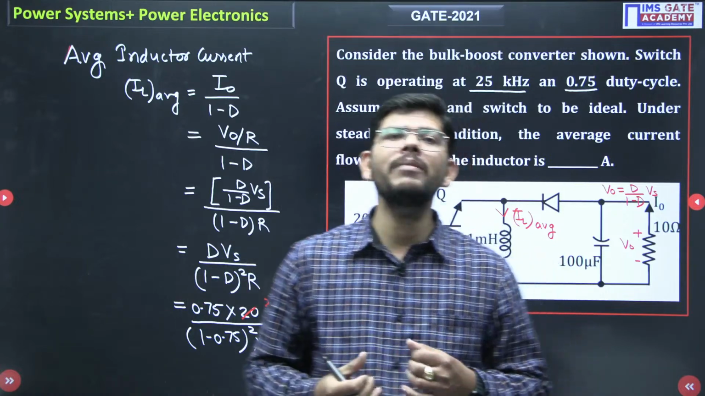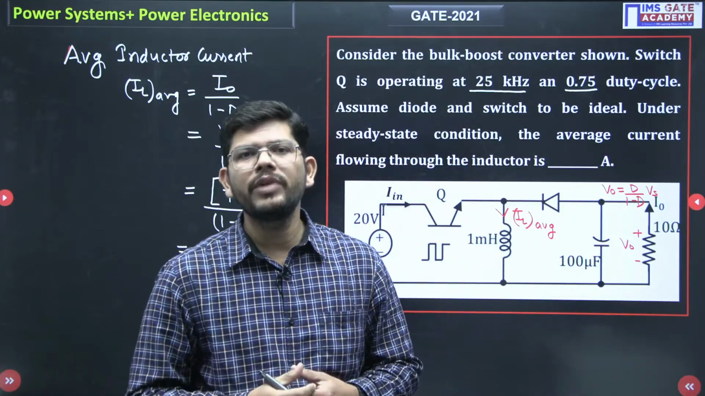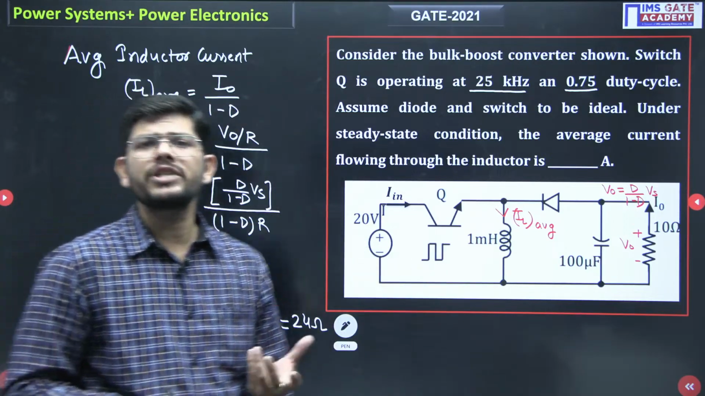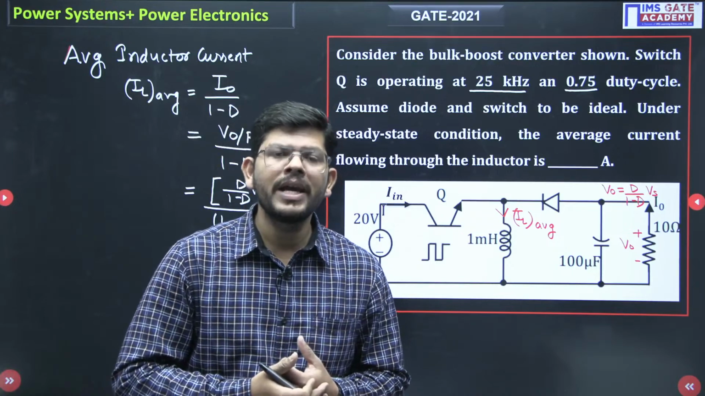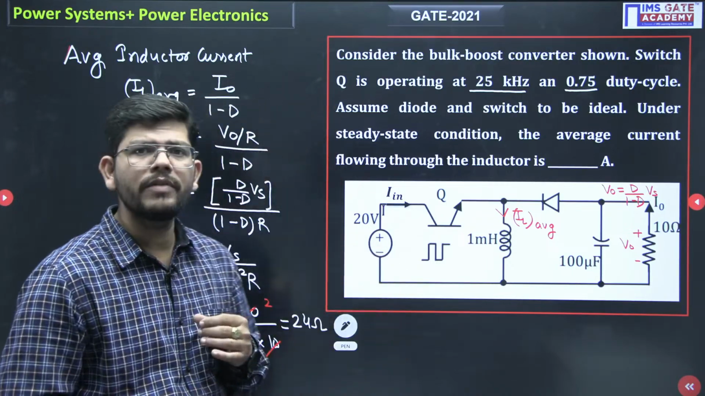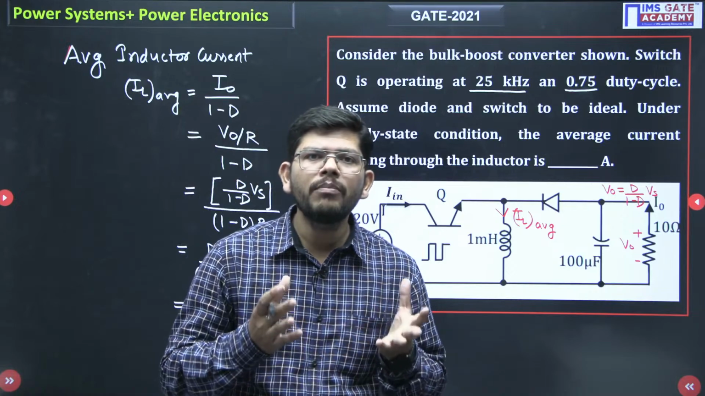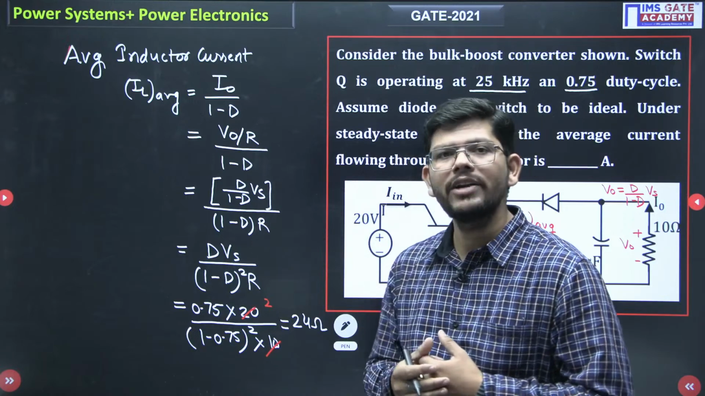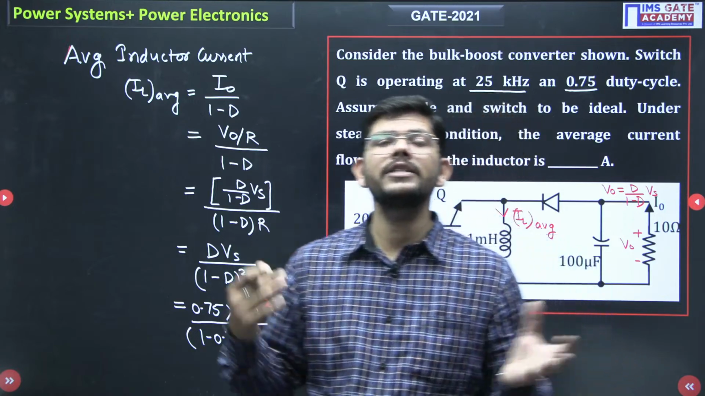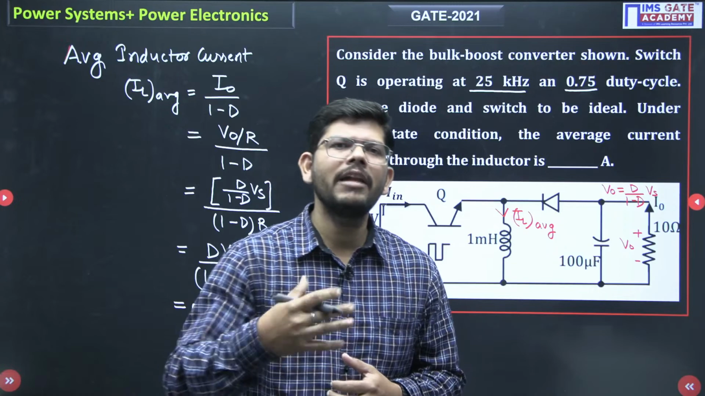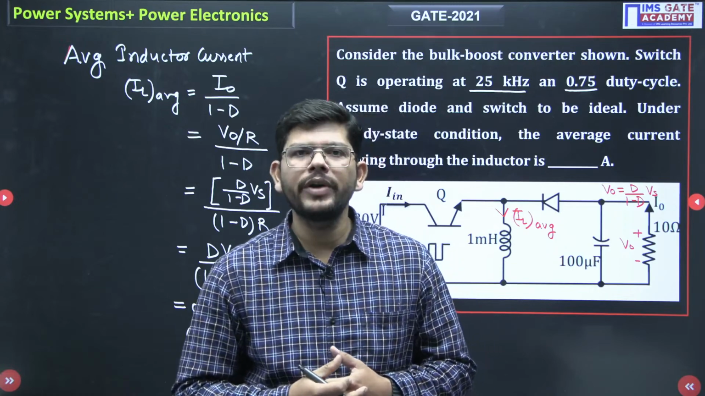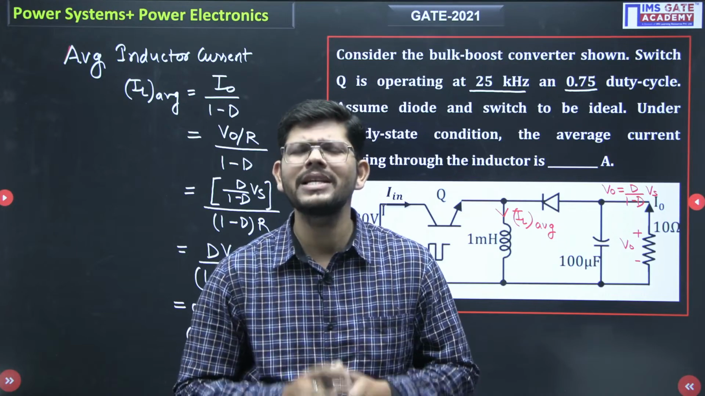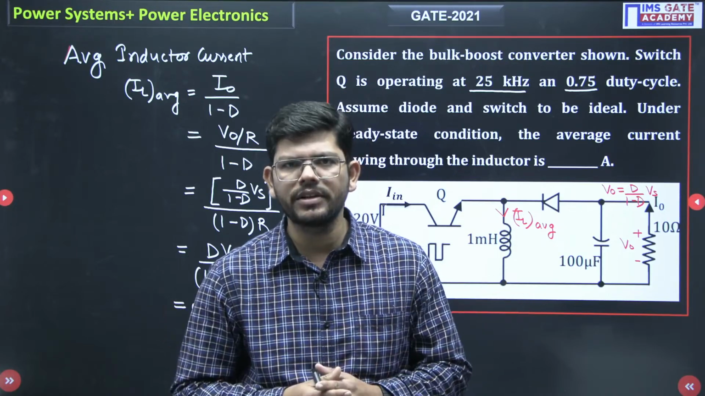Now the same problem might be repeated in the year 2024. In place of a buck boost converter, they may give you a boost converter, and the formula remains the same. They may also give you a buck converter, then the formula will become IL average equals I naught only. This is the way this problem can be modified and can be part of the upcoming GATE 2024 exam. So I hope you can solve these kinds of questions very easily without any hesitation.